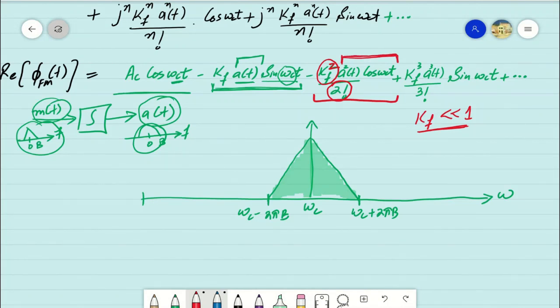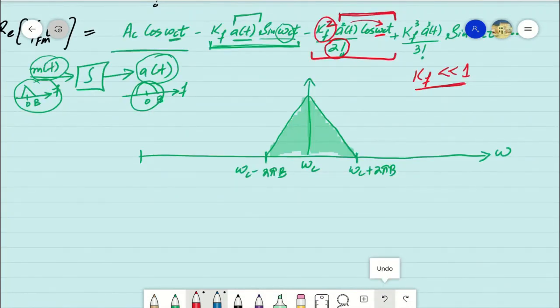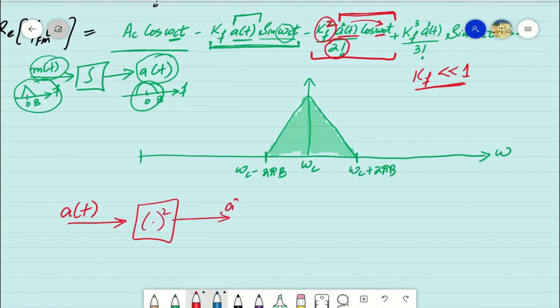Its bandwidth composition can be observed from this second part of the expression, where a square of t is being multiplied with a sinusoid. a square of t is the square of the information signal's representation, and if it is being multiplied with a sinusoid of frequency omega c, we have it shifted across omega c t. Instead of a of t, we have a square of t. If we take the square of a certain signal, for example, if a of t is passed through an operator which takes the square of the input signal, we get a square of t as the output of this system.